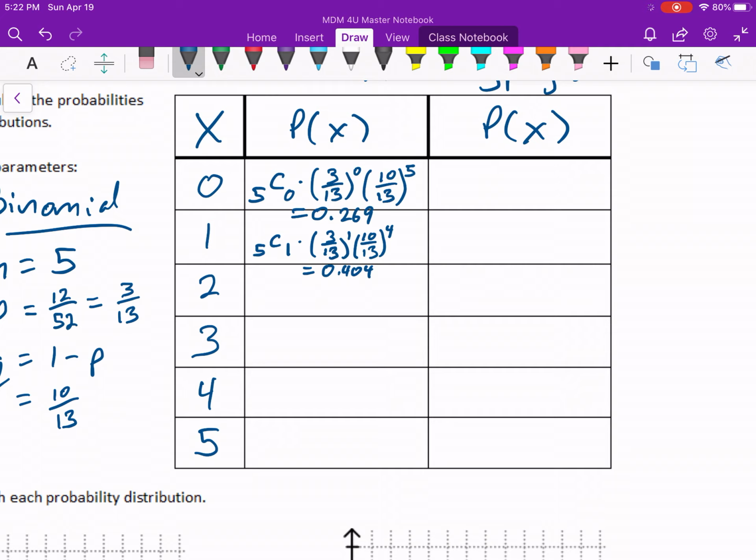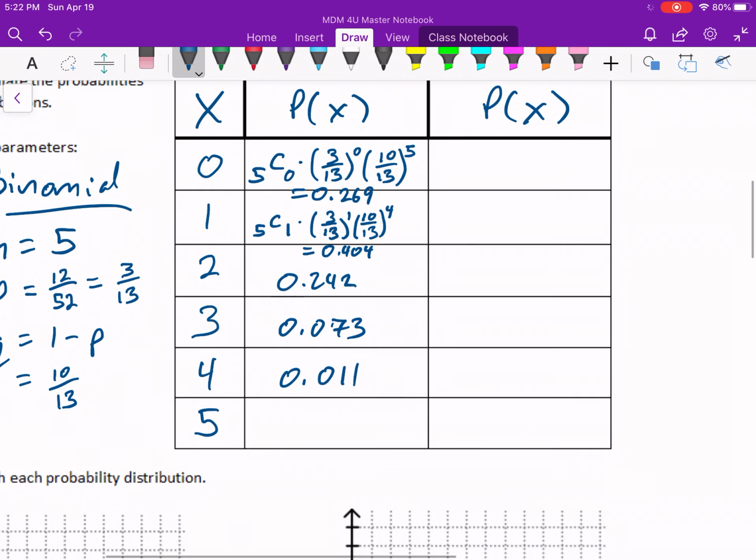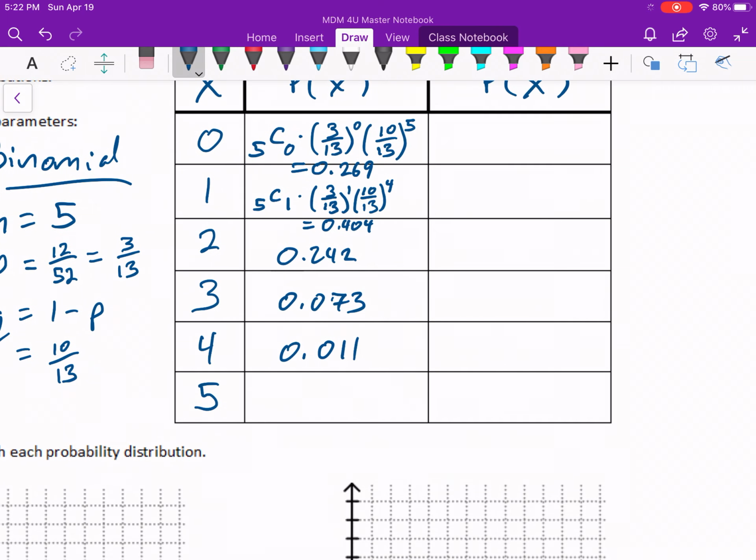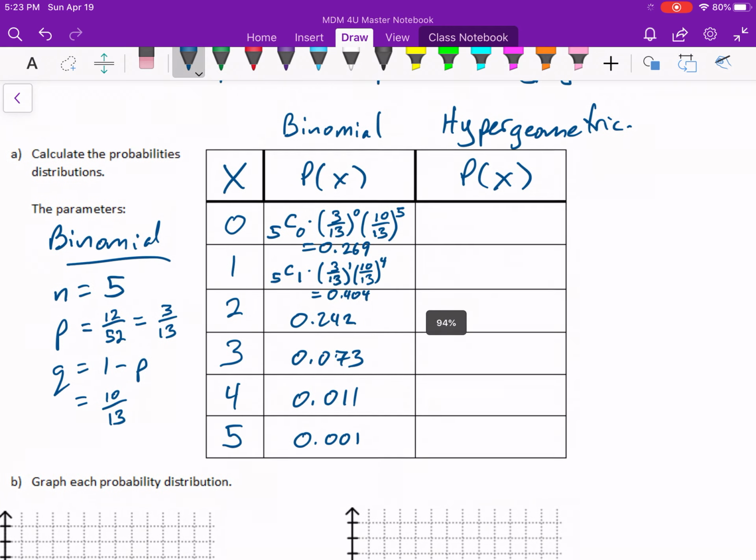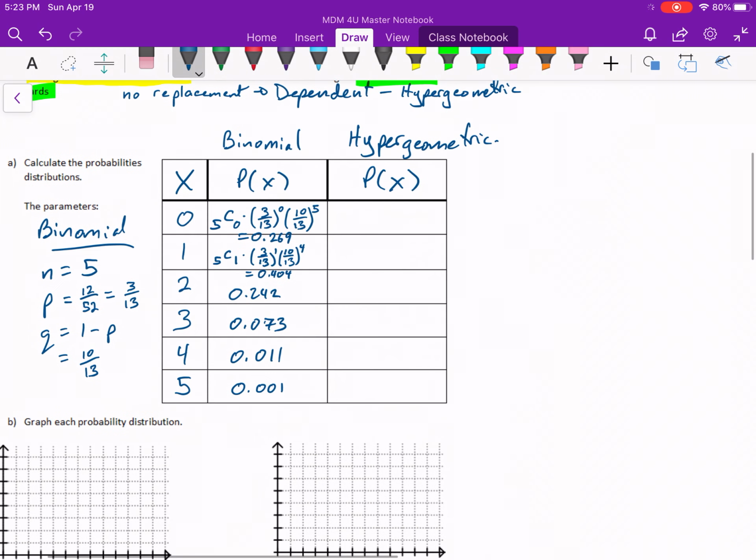I won't work out each one of the rest of them. Here you get the idea. For 2, getting 2 face cards would be 0.242. For getting 3, it's 0.073. 4 face cards, probability of that, you notice the probability is going down, it's down to about 1%. And the probability of getting 5 face cards out of all 5 cards is about 1 tenth of 1%, so 0.001. All right, so there's our distribution for with replacement, so independent, binomial.